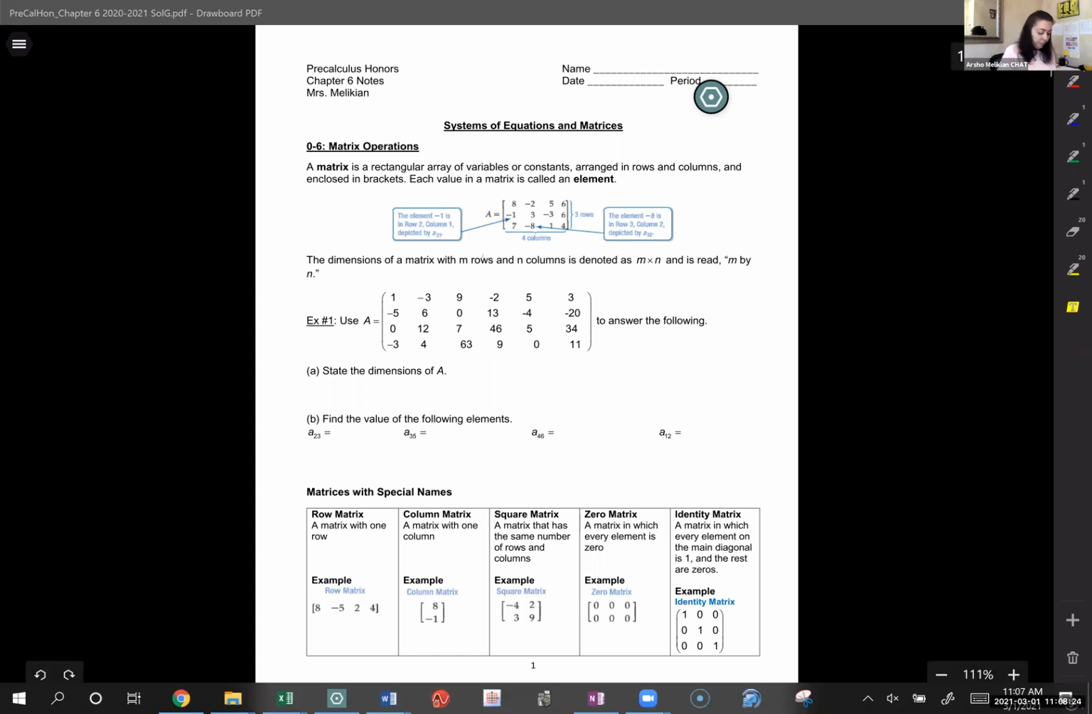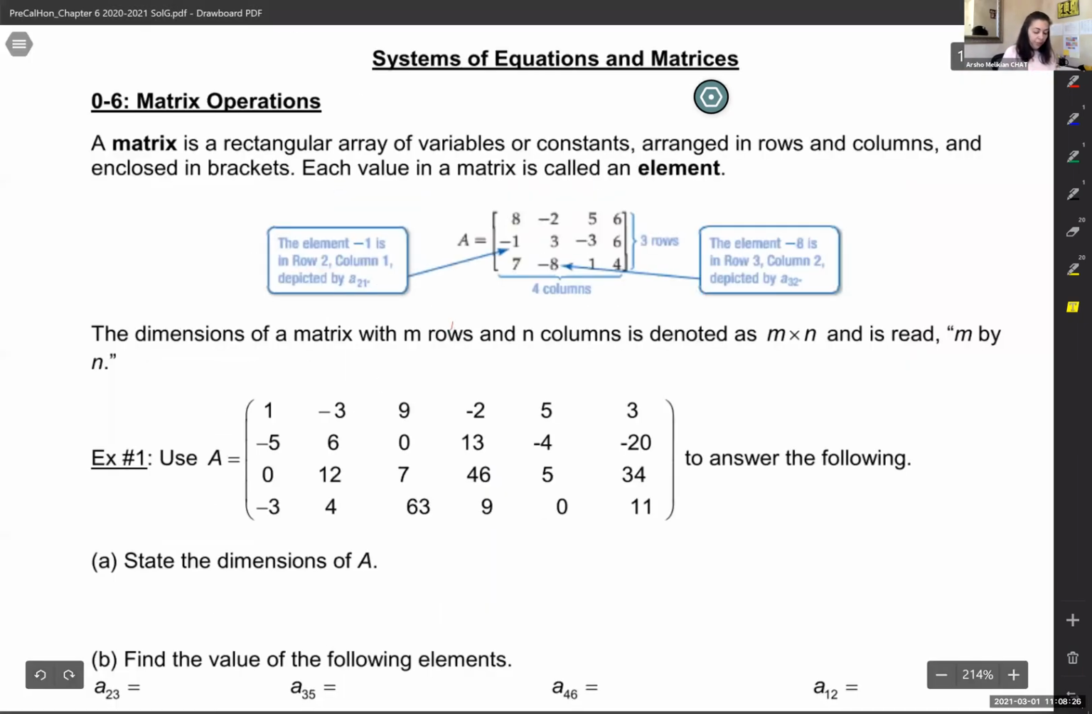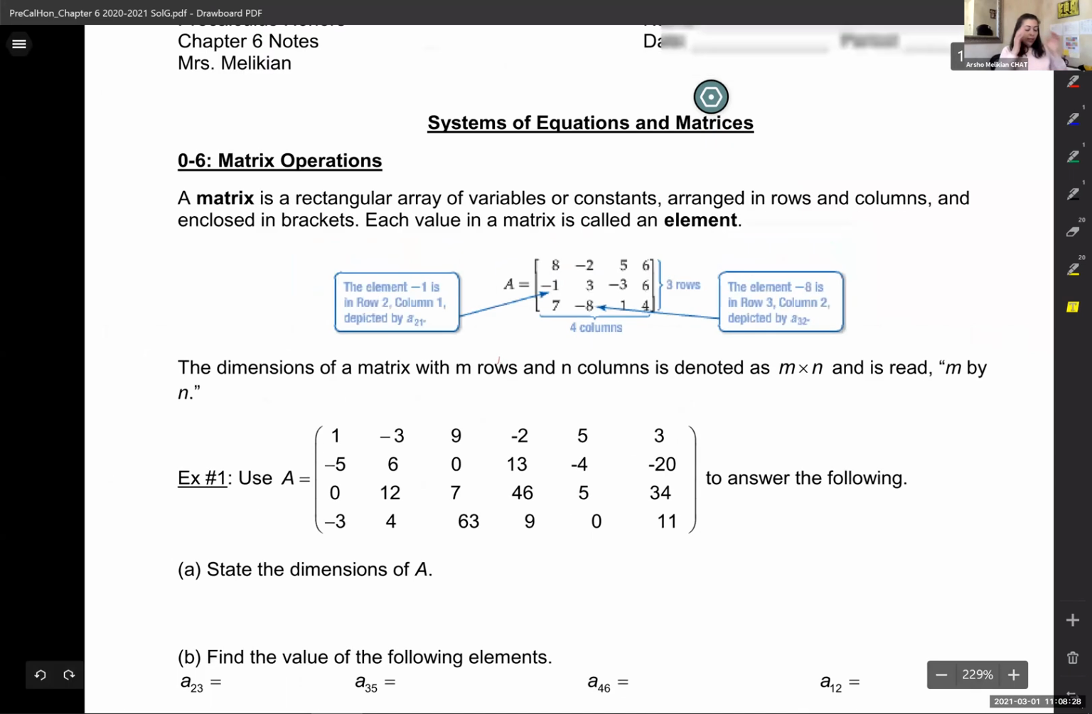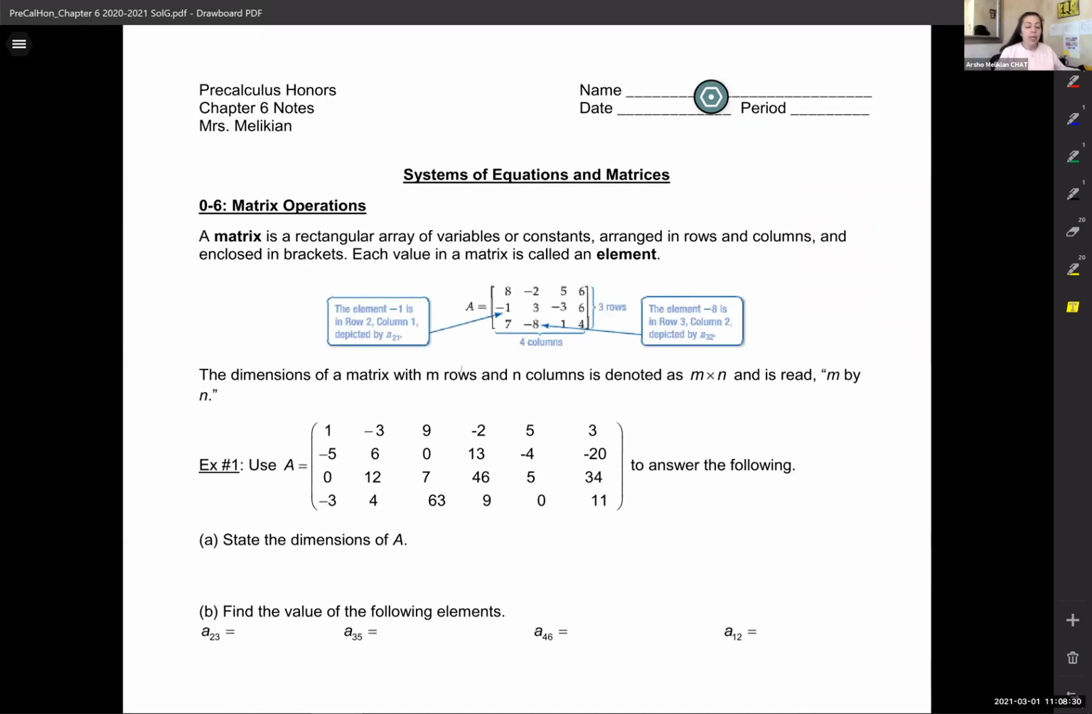So let's get started with chapter 6. We are starting with chapter 6.